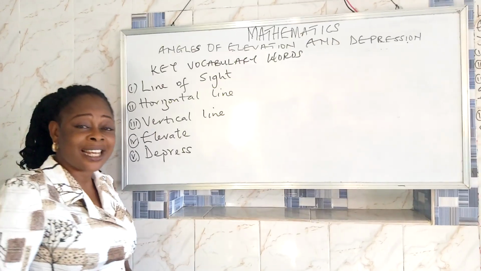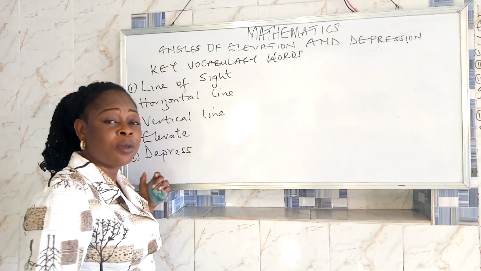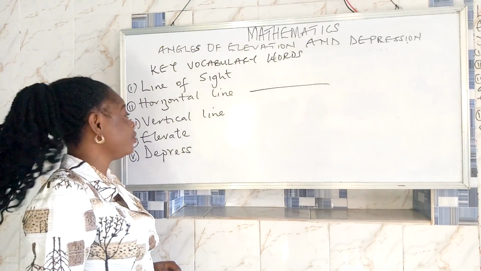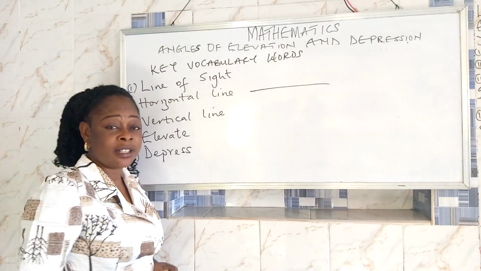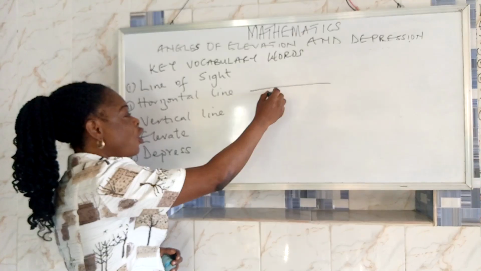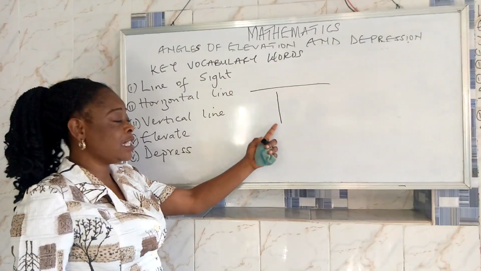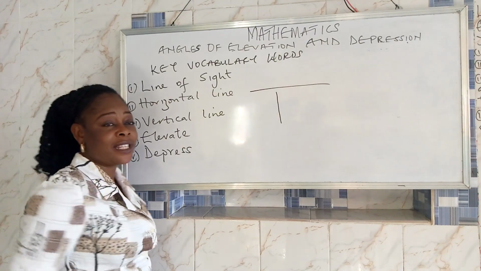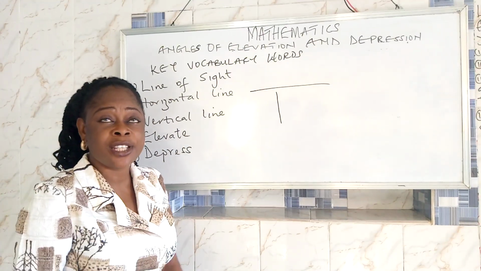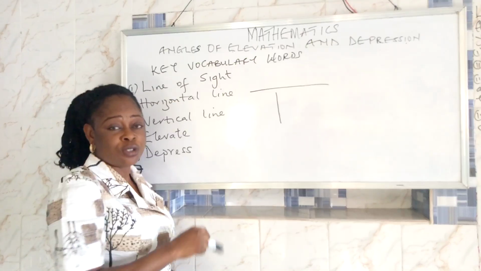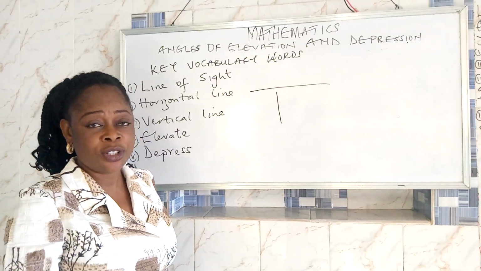While your horizontal line is the line that runs from your left to right, like this. This is my horizontal line. The third one is the vertical line. This is a line that moves up, down. Like this is my horizontal line, and this is my vertical line. Elevate. What do you understand by elevate? Elevate means to raise up, while depress means to look down at something. So let's continue.